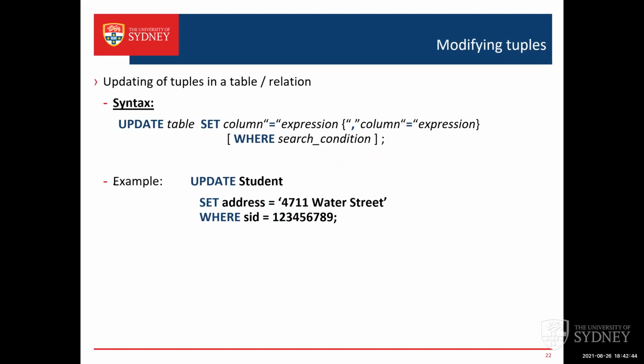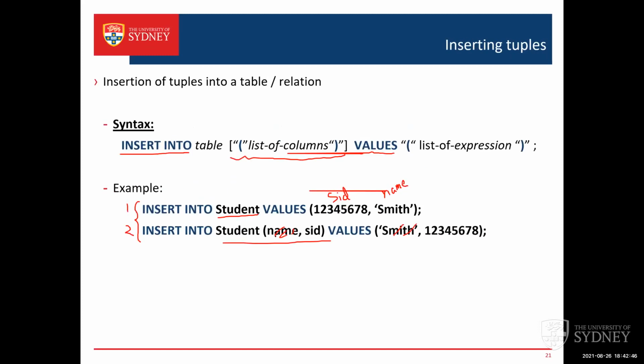Someone is asking, does the order matter for number 2? Again, if you put name first, here you have to put the name first. Second is SID; the second must be SID in this case. So in whichever order you write the columns, the values must correspond to that order, right?